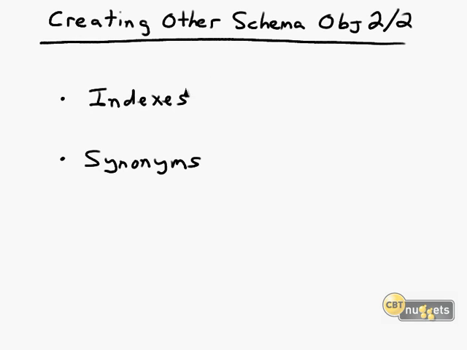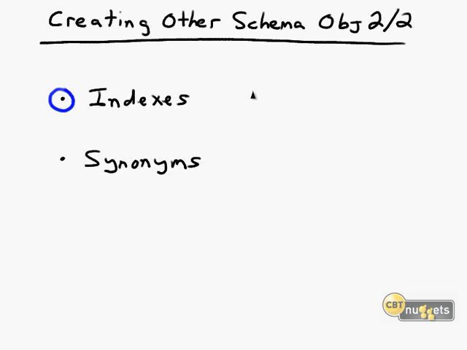In this nugget we turn our attention to two additional types of objects that you're likely to see each day as a working Oracle Database Administrator. The first of these are indexes. Indexes are used to dramatically improve the performance of some queries. Now notice I said some.